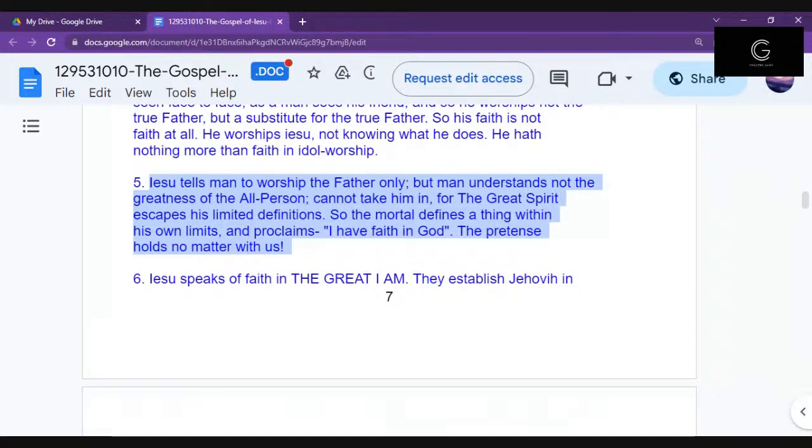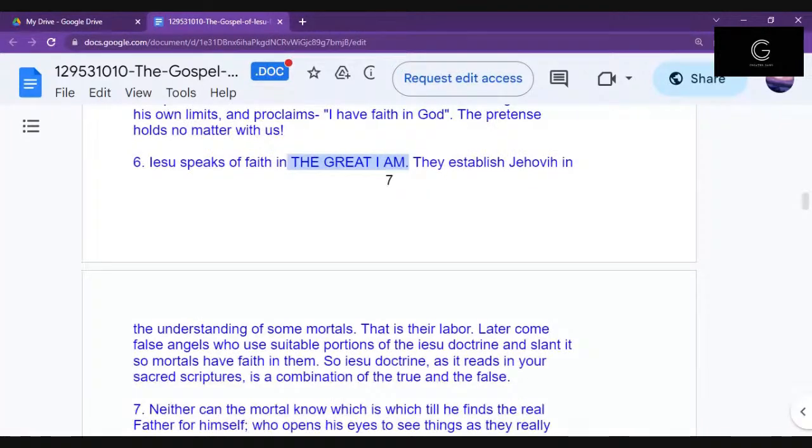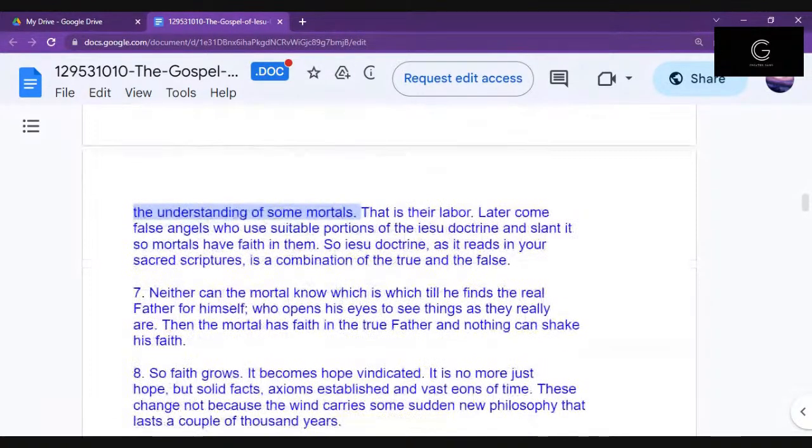Iesu speaks of faith in the great I am. This is what real Yeshua was talking about. They established Jehovih, the great spirit, in the understanding of some only. It's not going to be everybody. Some people get it. That is their labor.